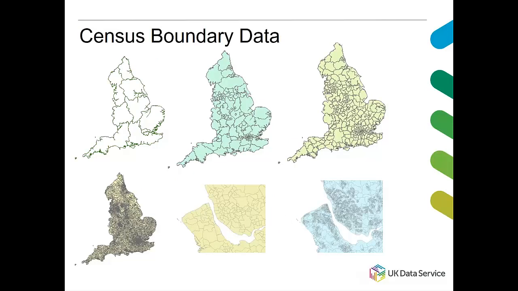The boundary data, as I say, can be very large boundaries. So we start with the government office regions in the top left-hand corner. But you can get down to a very specific area. So in the bottom right-hand corner, you can see that's actually the Wirral, which is Liverpool.